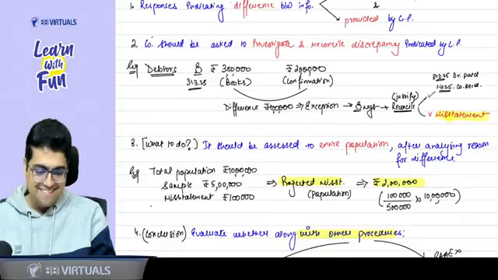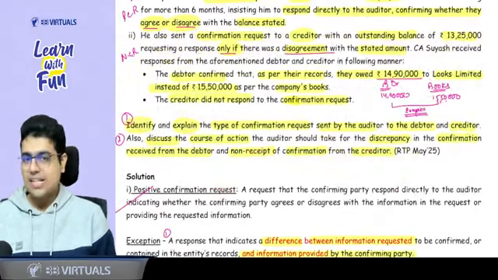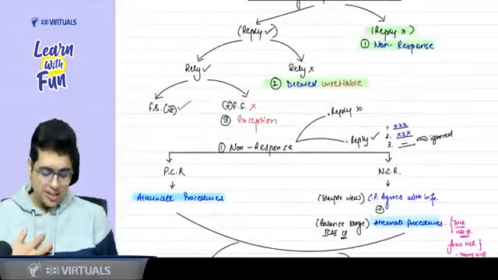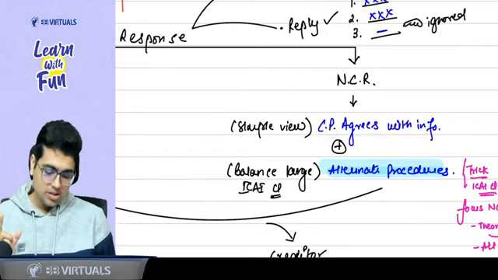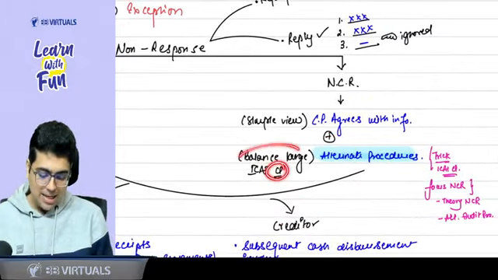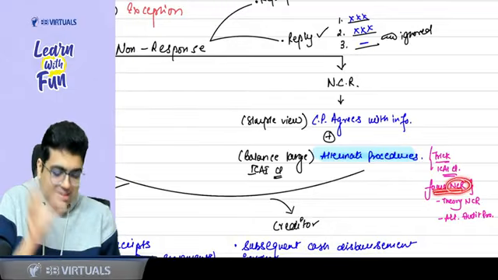Clear? Clear, sir. Now, sir, second case, if you don't get a reply in case of NCR, so what did I tell you? I told you that if you don't get a reply in case of NCR, that means the confirming party agrees with the information. This second part is to be done only when in the ICAI question the balance is large and the question is focusing on NCR only.